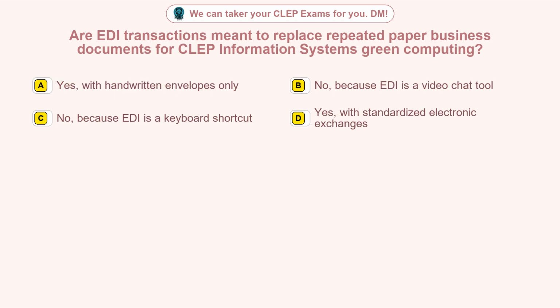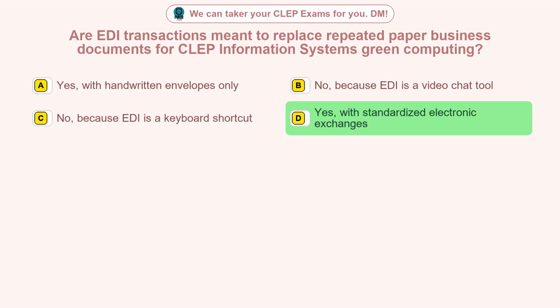Question 13. Are EDI transactions meant to replace repeated paper business documents for CLEP Information Systems green computing? Option A. Yes, with handwritten envelopes only. Option B. No, because EDI is a video chat tool. Option C. No, because EDI is a keyboard shortcut. Option D. Yes, with standardized electronic exchanges. The correct answer is option D.